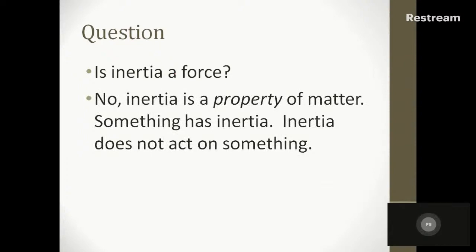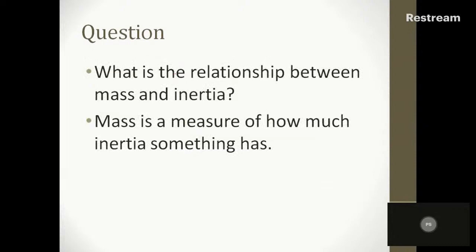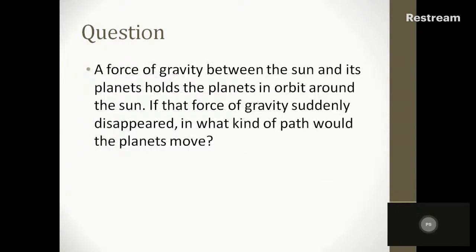It's a tendency where an object resists change in its state of motion. Okay. So what is the previous question? What is the relation between mass and inertia? Mass is a measure of how much inertia something has.